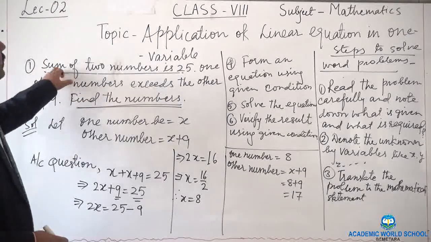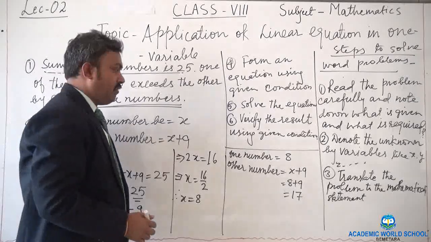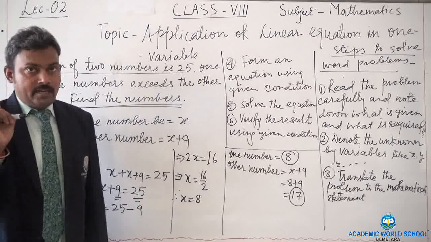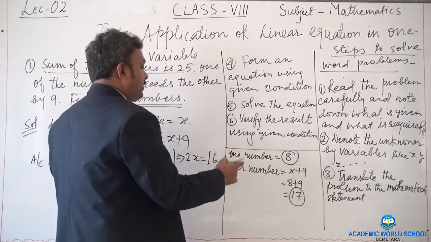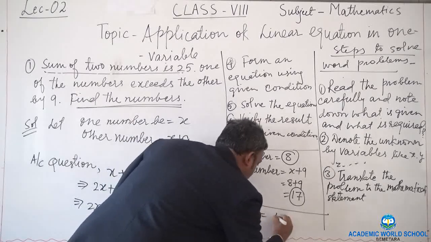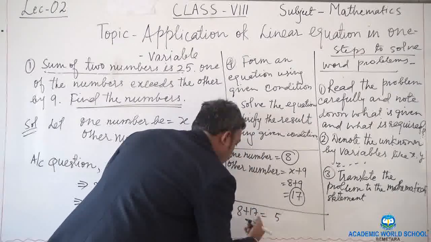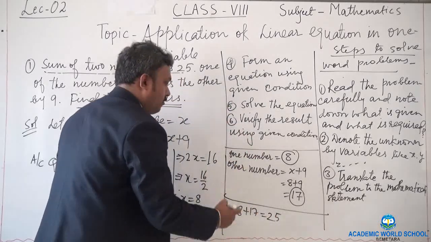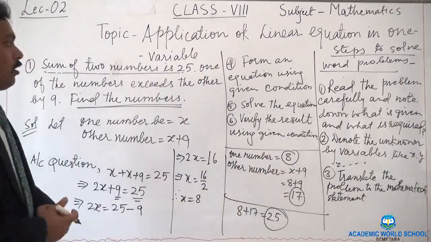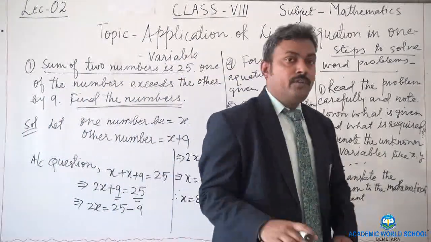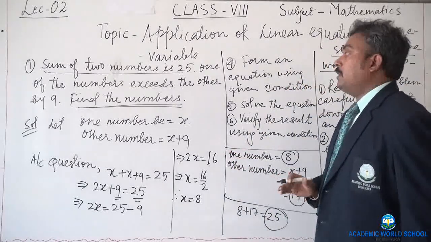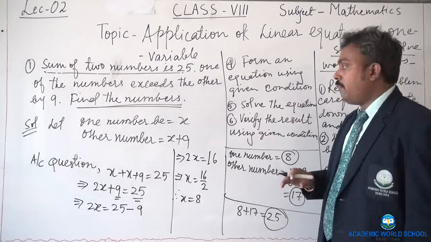It says the sum of two numbers is 25, which means if we add 8 and 17, we should get 25, right? So let us add 8 and 17. 7 and 5, 15, 7 and 15, and 1 plus 1, 2. So it's 25. Now we got our result. Okay. So this is how we solve a word problem related to numbers of linear equation in one variable.